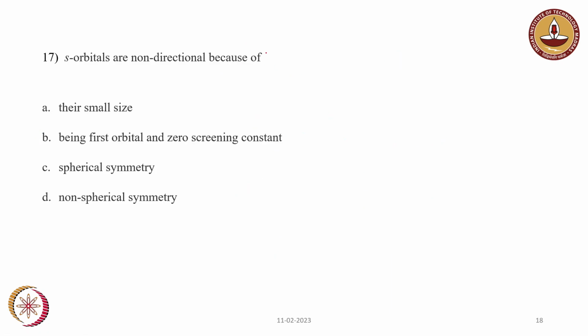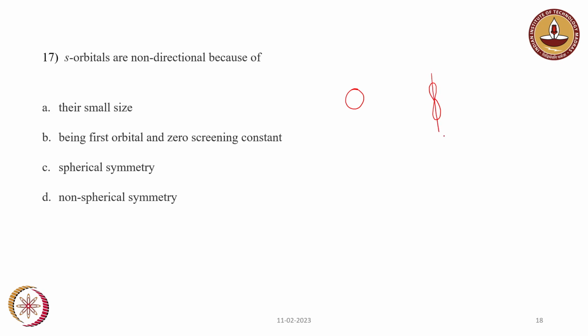And the 17th question is, s orbitals are non-directional because of, option A, their small size, B, being a first orbital and zero screening constant, C, spherical symmetry, and D, non-spherical symmetry. So this is a direct question. An s orbital is always spherical, but for p there is a dumbbell shape, and they are oriented in different axes.